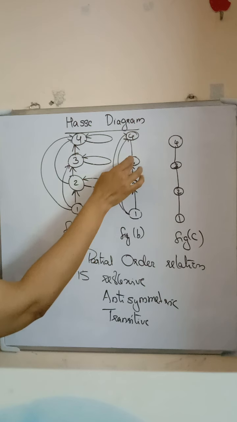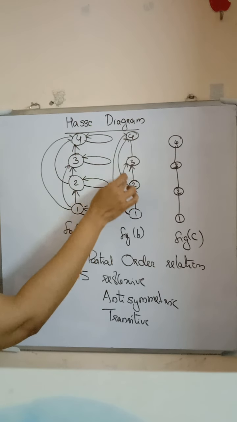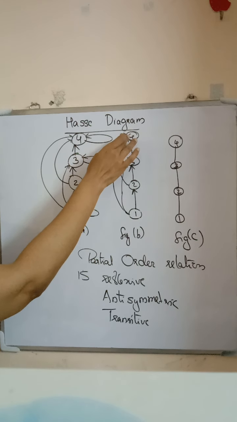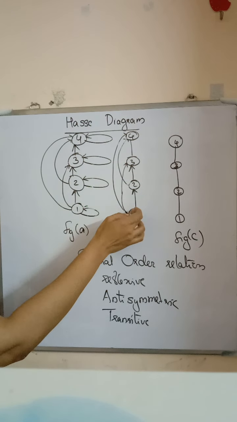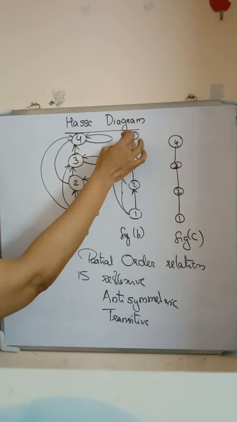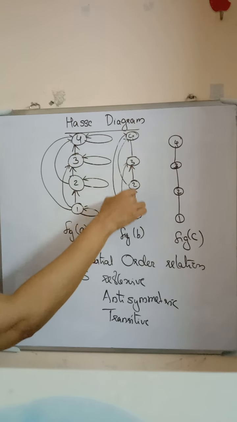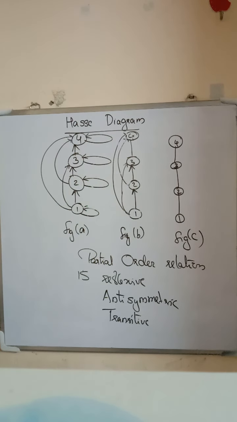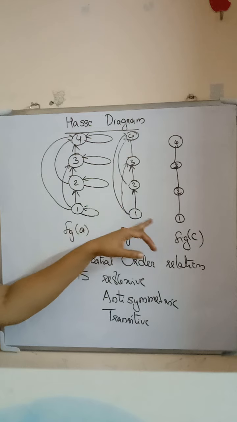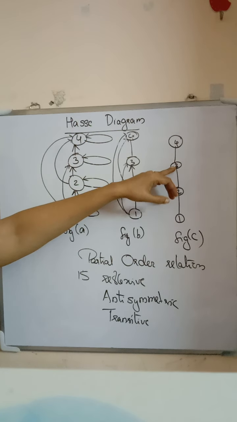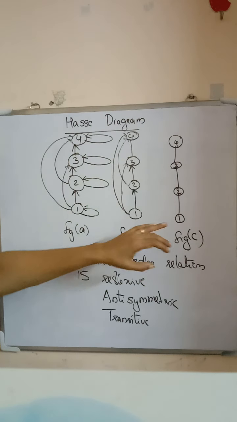Also 2 related to 3 and 3 related to 4, 2 related to 4. This edge 2, 4 shows the transitivity. So we delete it. Again 1 related to 3 and 3 related to 4 is also 1 related to 4, shows the transitivity. So we delete the transitivity edges. We get the Hayes diagram as 1 related to 2, 2 related to 3 and 3 related to 4.